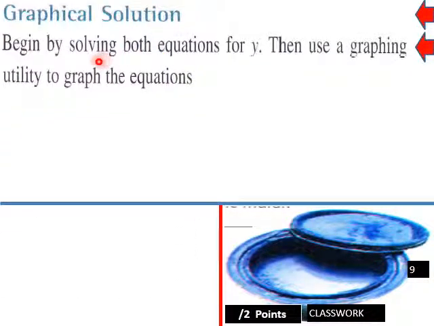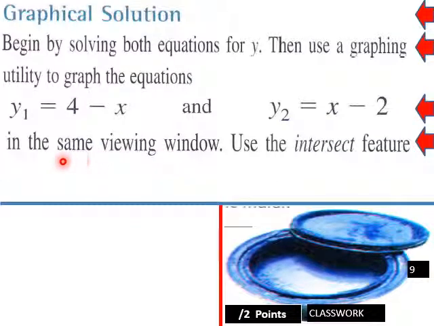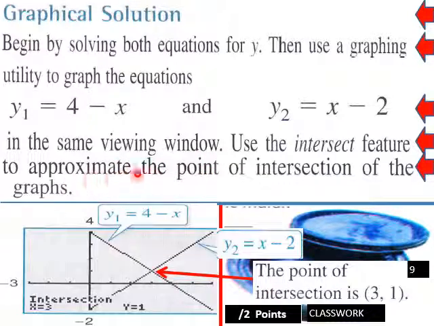And then the graphical solution: begin by solving both equations for y, then use a graphing calculator to graph the equations. So we have y1 equals 4 minus x, and then y2 equals x minus 2 in the same viewing window. So we're going to put these in the same viewing window. Use the intersect feature of the graphs to approximate the point of intersection.